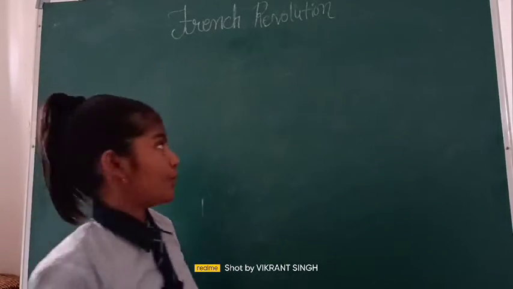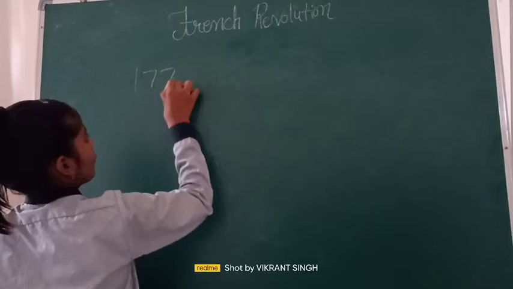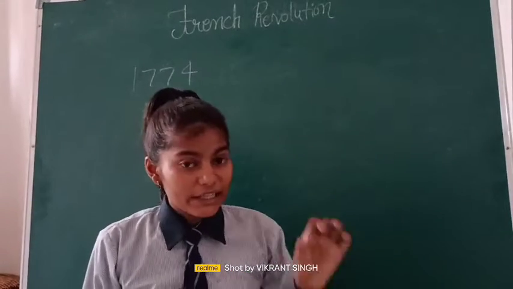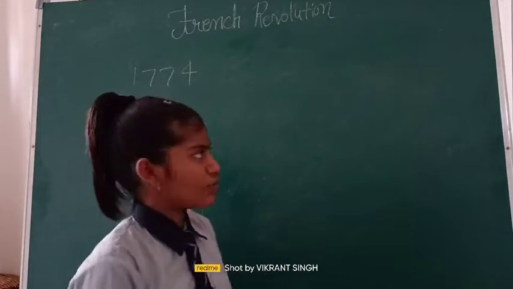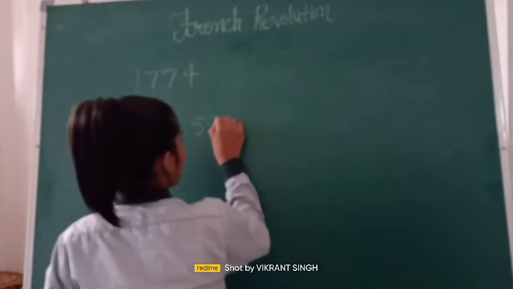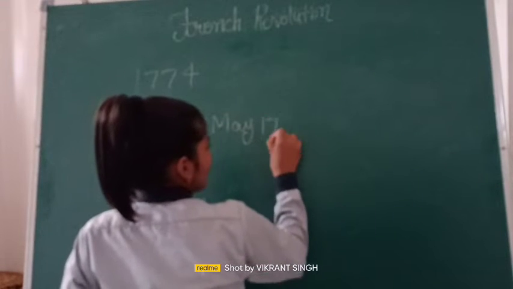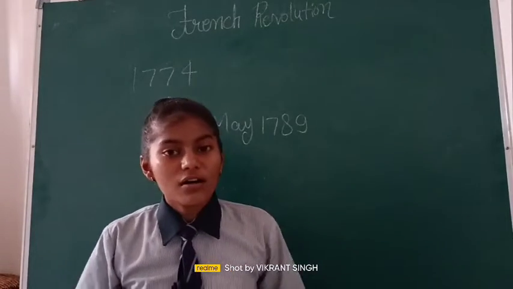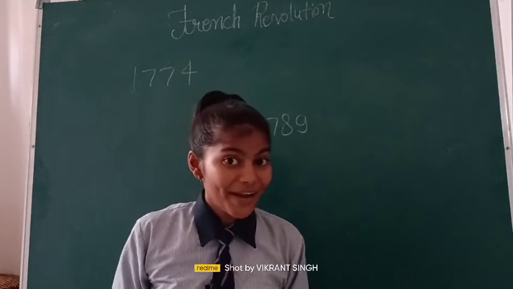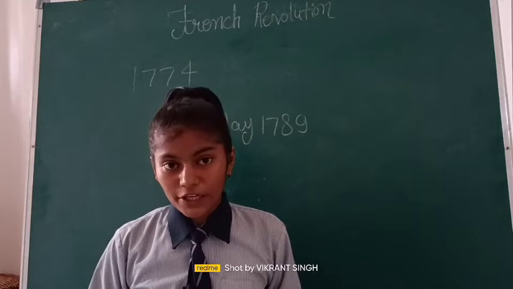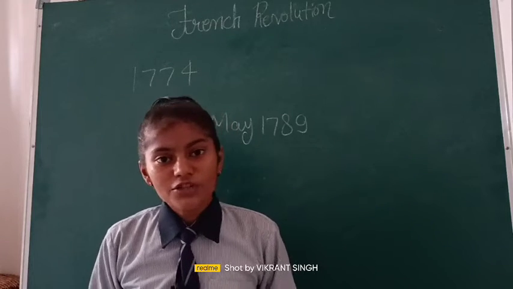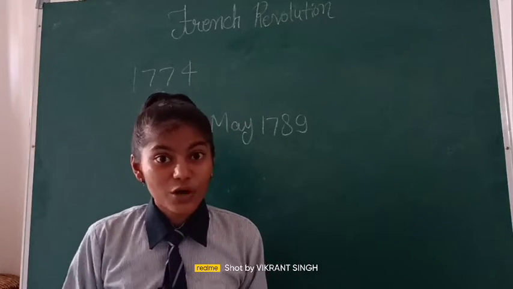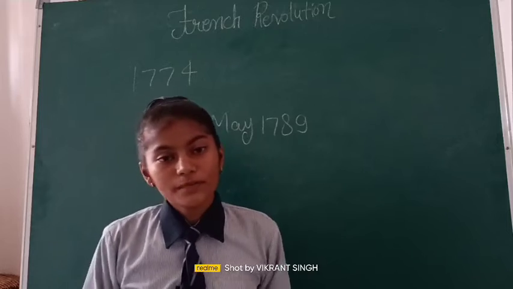Now, as we know, the king took the throne in 1774. Shortly after, in 1789, what happened actually? On 5th of May 1789, Louis XVI called an urgent meeting. Now, the monarch had the power to call a meeting, and that meeting was actually to impose taxes. Louis XVI can't directly impose taxes without the proposal of the meeting.